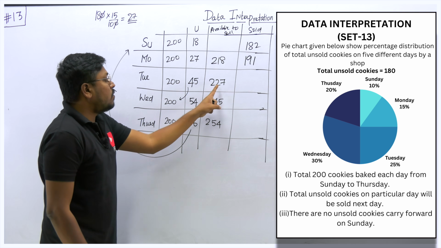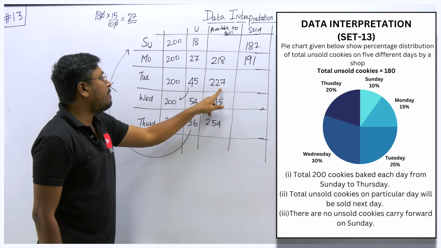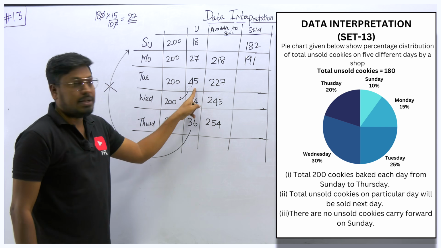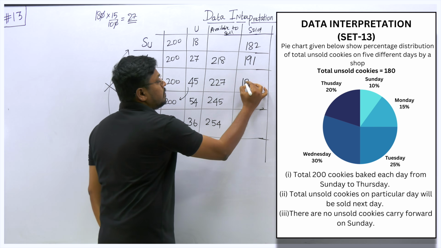So next, 227 will be the total cookies available to sell. Out of this availability, 45 cookies were unsold. So 227 minus 45 will be 182.